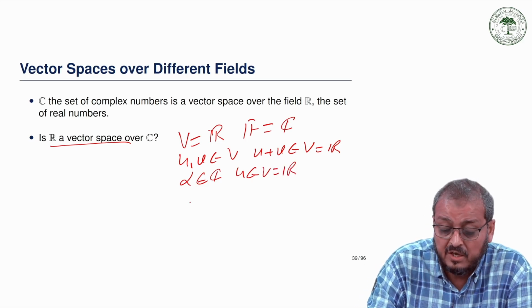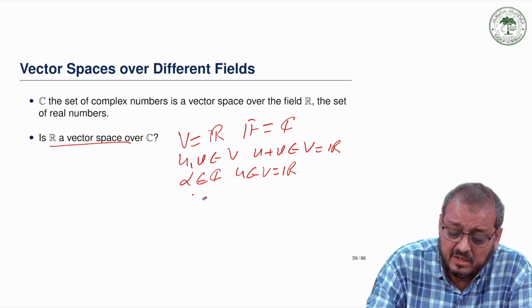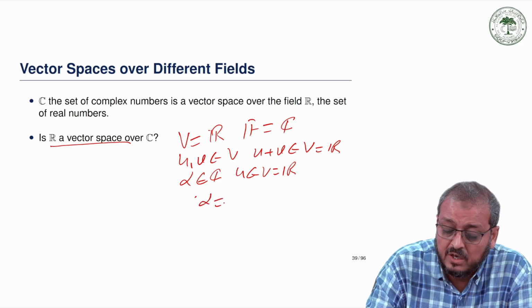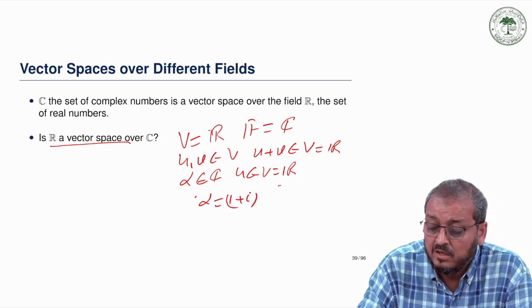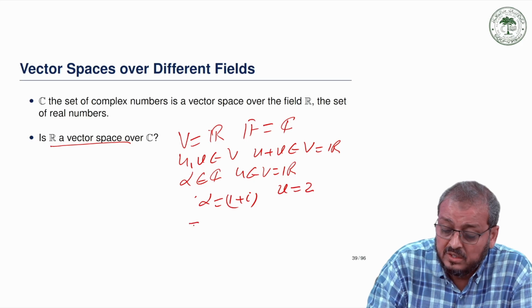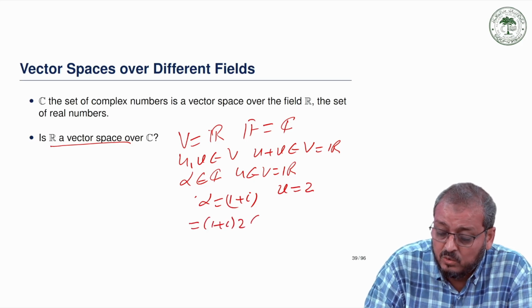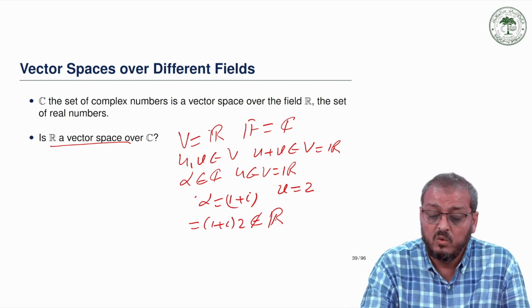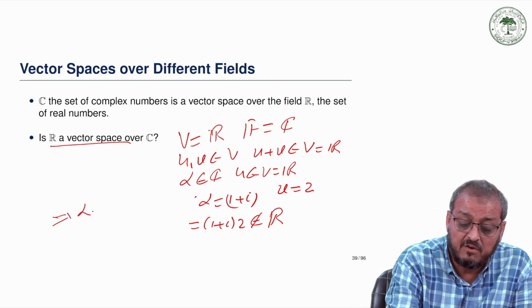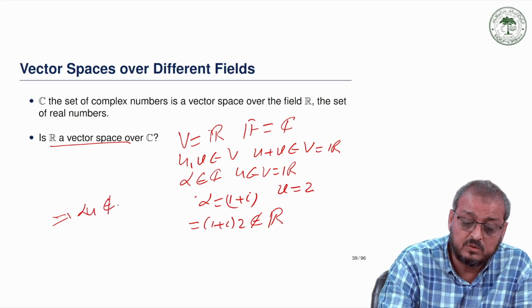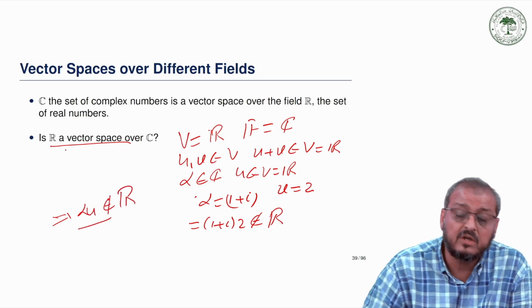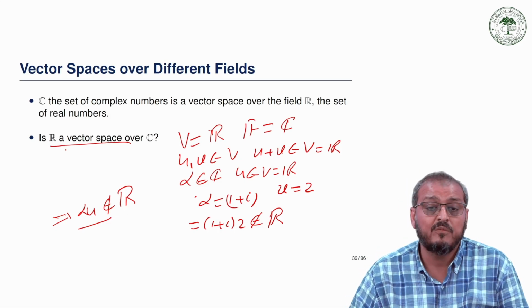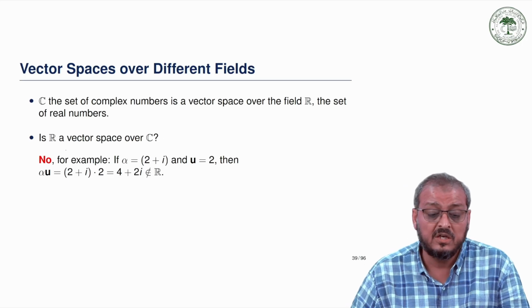So if we take any element of R, suppose alpha is equal to 1 plus i, and u is equal to 2, then this is equal to 1 plus i into 2. This is not an element of the real numbers. Clearly, this set is not closed under scalar multiplication. This implies that alpha into u does not belong to R, so the set is not closed under scalar multiplication. So this set does not form a vector space over this field. So clearly the answer is no.